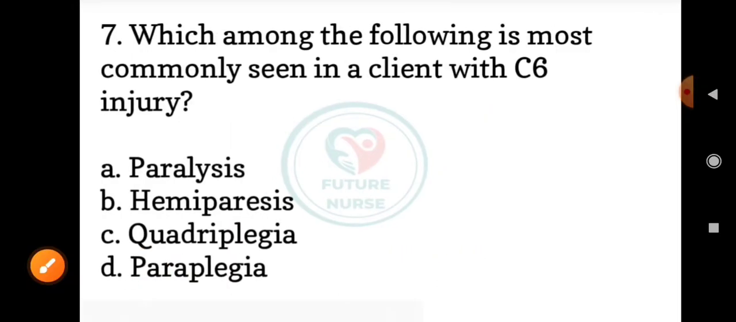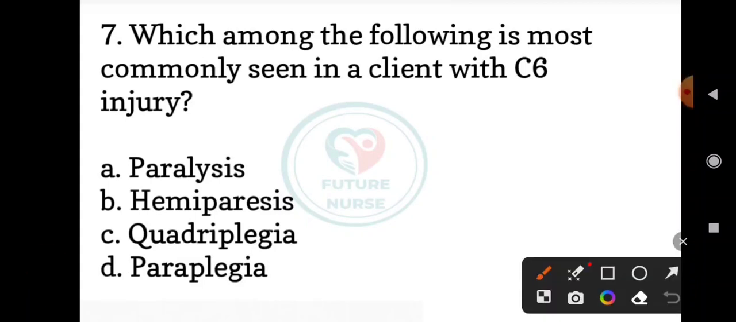Next question. Which among the following is most commonly seen in a client with C6 injury? So when the patient is having C6 injury, so what do you see? Option A, paralysis, hemiparesis, quadriplegia and paraplegia. So the correct answer is quadriplegia.